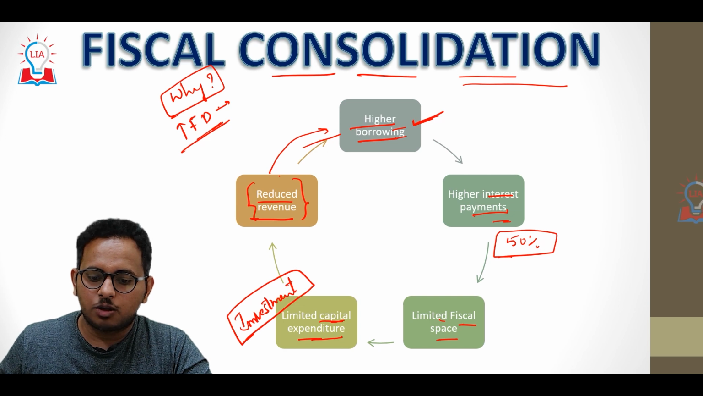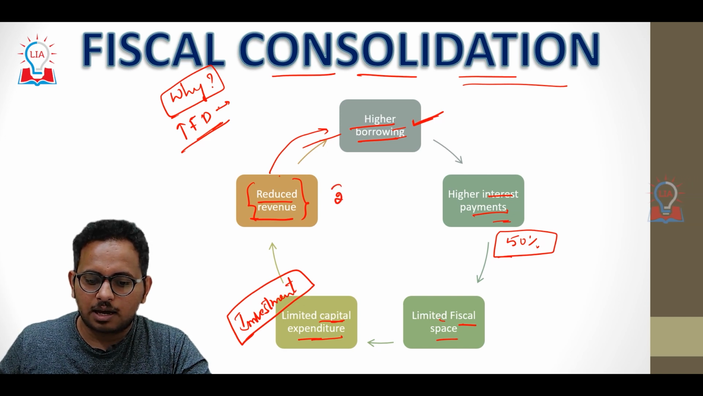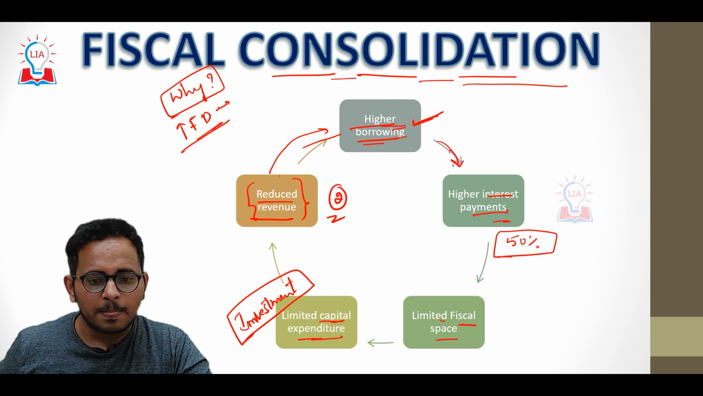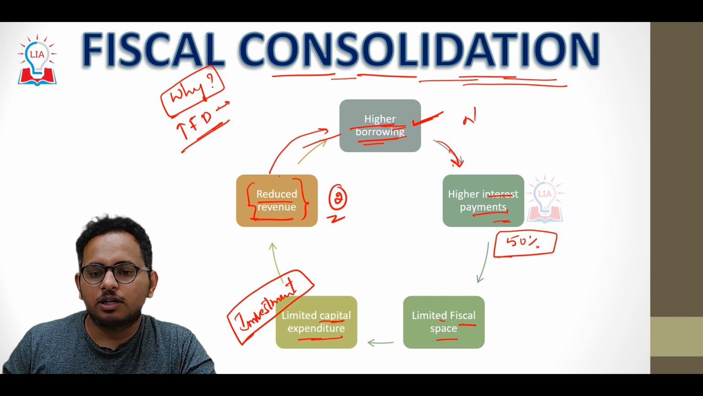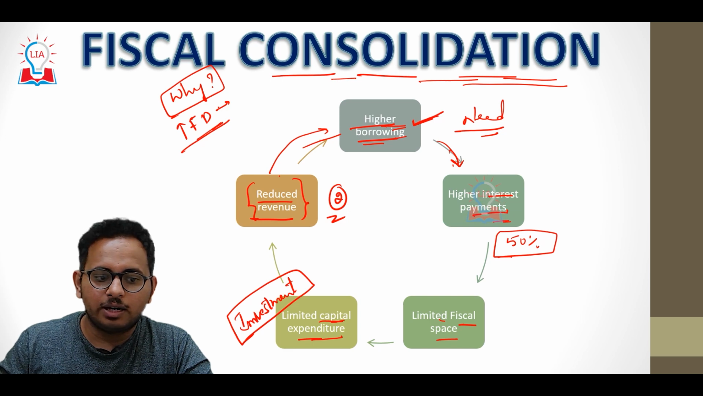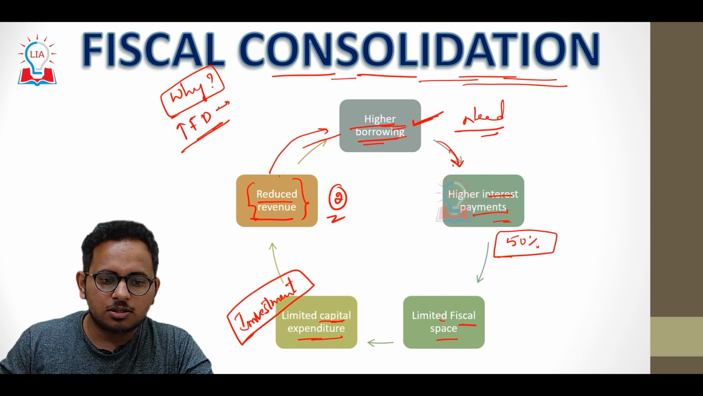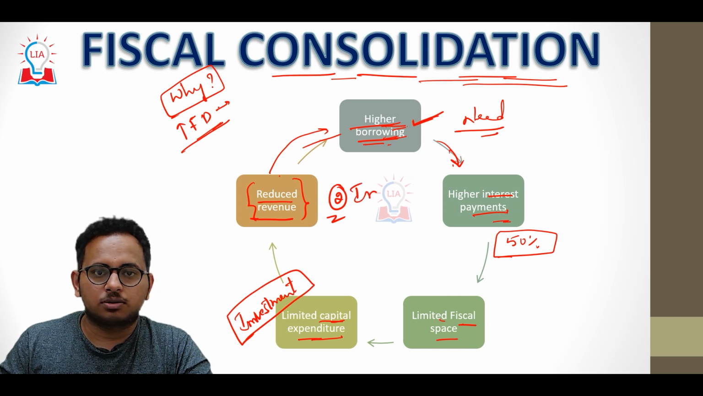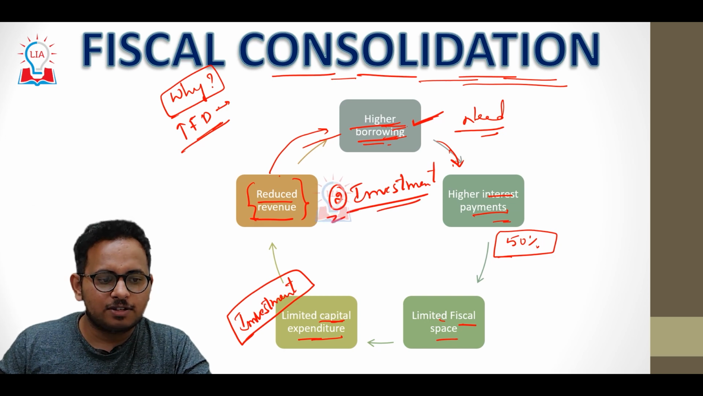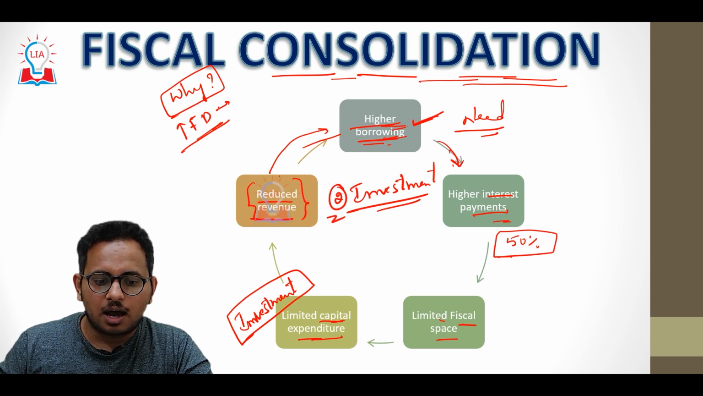See, in this video we have discussed two different kinds of cycles, two different schematic representations. One, the effect of fiscal consolidation and the need for fiscal consolidation, and the second one is the effect of investment in the economy. Okay, practice such kinds of diagrams so that it can be helpful in your mains answers.